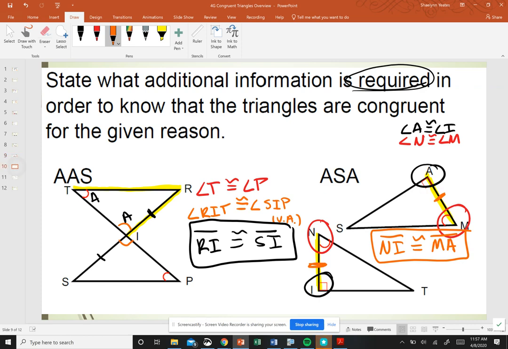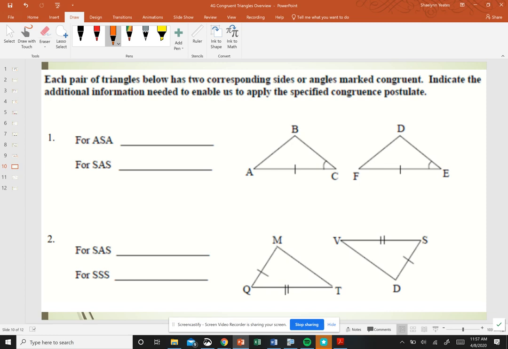Okay, hopefully you're doing okay. We're almost done, guys. We're so close. Only two more problems. Each triangle below has two corresponding sides or angles marked congruent. Indicate the additional information needed to enable us to apply the specified congruence postulate. That's exactly what we just did. We know this side is congruent to this side, and this angle is congruent to this angle. We want angle, side, angle. So I've got angle, side, and I just need the other angle. That would be A and F. Angle A is congruent to angle F.